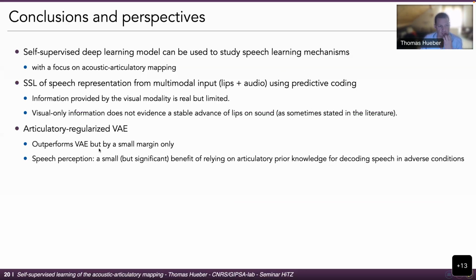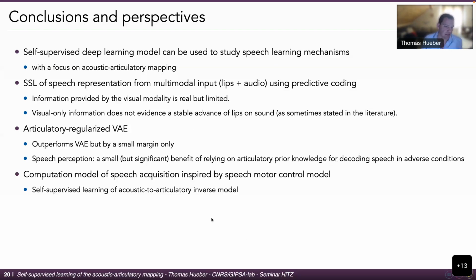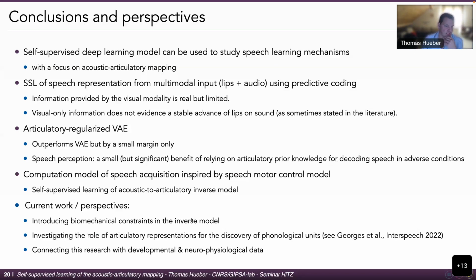We have tried to regularize the latent space of autoencoders, in particular variational autoencoders, showing a significant but small benefit of relying on articulatory prior knowledge when decoding speech in adverse conditions. All this allows us to design a computational model of speech acquisition, inspired by theories in speech motor control. We have a lot of perspectives, of course. One of the first is to introduce biomechanical constraints in the inverse model, to avoid such weird articulatory strategies. Also to investigate the role of this representation for discovering phonological units.